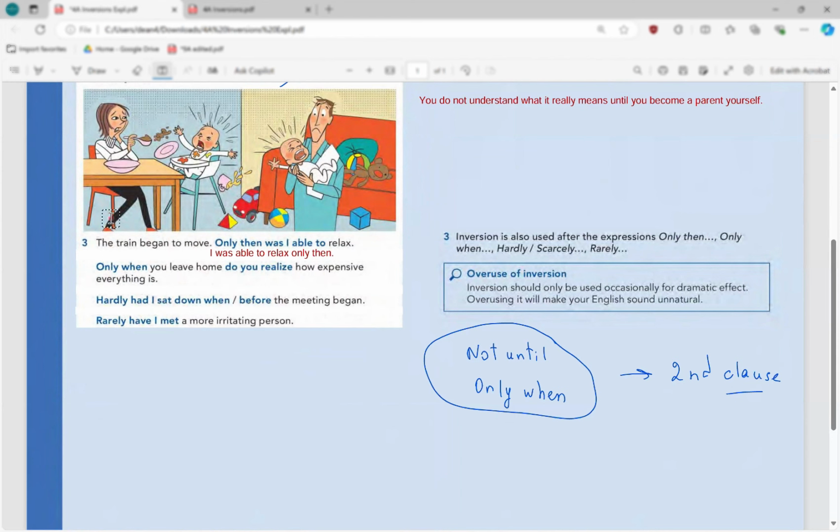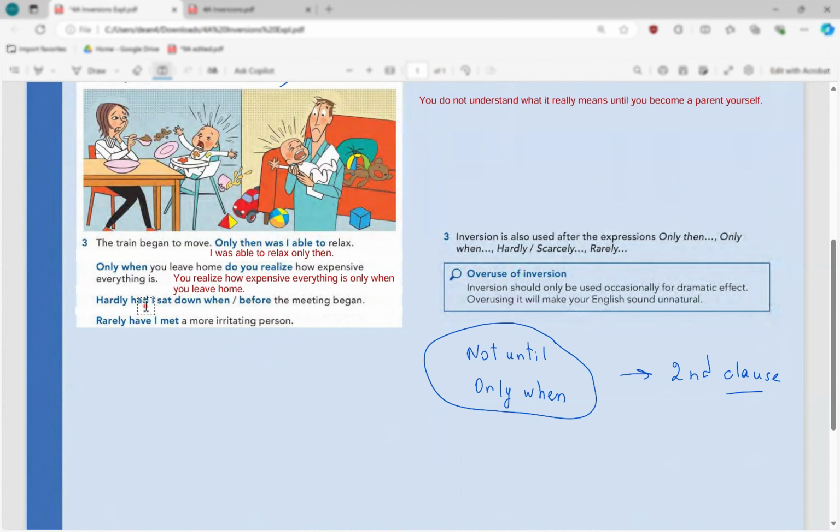So if I want to make the normal structure, you realize, present simple: you realize how expensive everything is only when you leave home. But when I start with only when, only when you leave home, do you realize? Because inversion is happening here, guys.